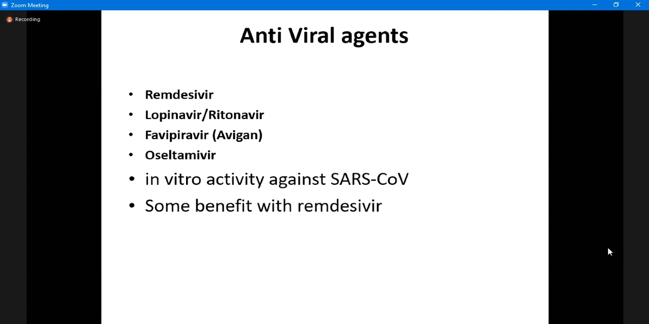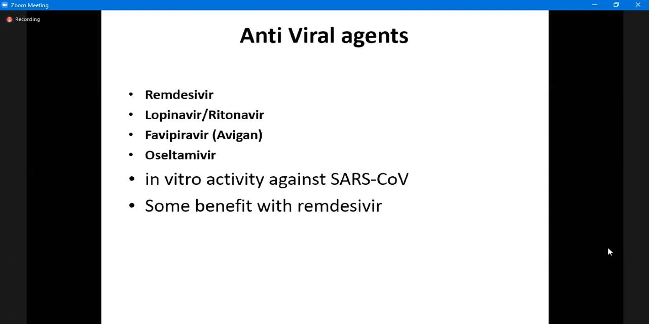The WHO conducted a famous study called the Solidarity study. Basically, there are four arms in this particular study. One of the arms is lopinavir and ritonavir, HCQ is also used in one arm, and lopinavir and ritonavir are also used in one arm. So still the results are not out. Once the results are available, we will know which of the agents are effective against COVID-19.